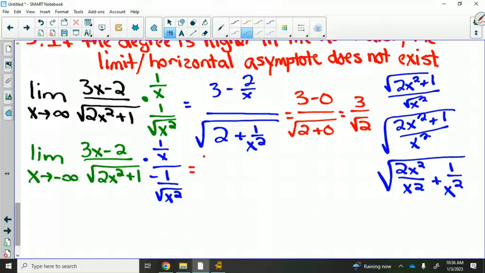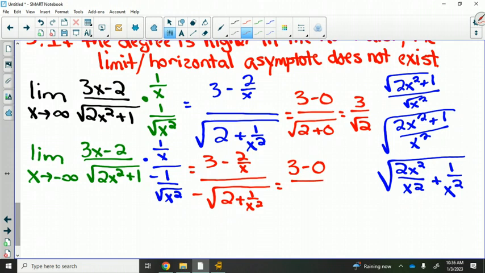So then I'll have 3 minus 2 over x. In the bottom, I'll have a negative square root of 2 plus 1 over x squared. That'll give me 3 minus 0 over negative square root of 2 plus 0. And so my answer will be 3 over negative square root of 2. So square roots, just like x squared equals 4, you get x equals plus 2 and minus 2 as an answer. Depending on what infinity you're approaching, you'll get a different answer.